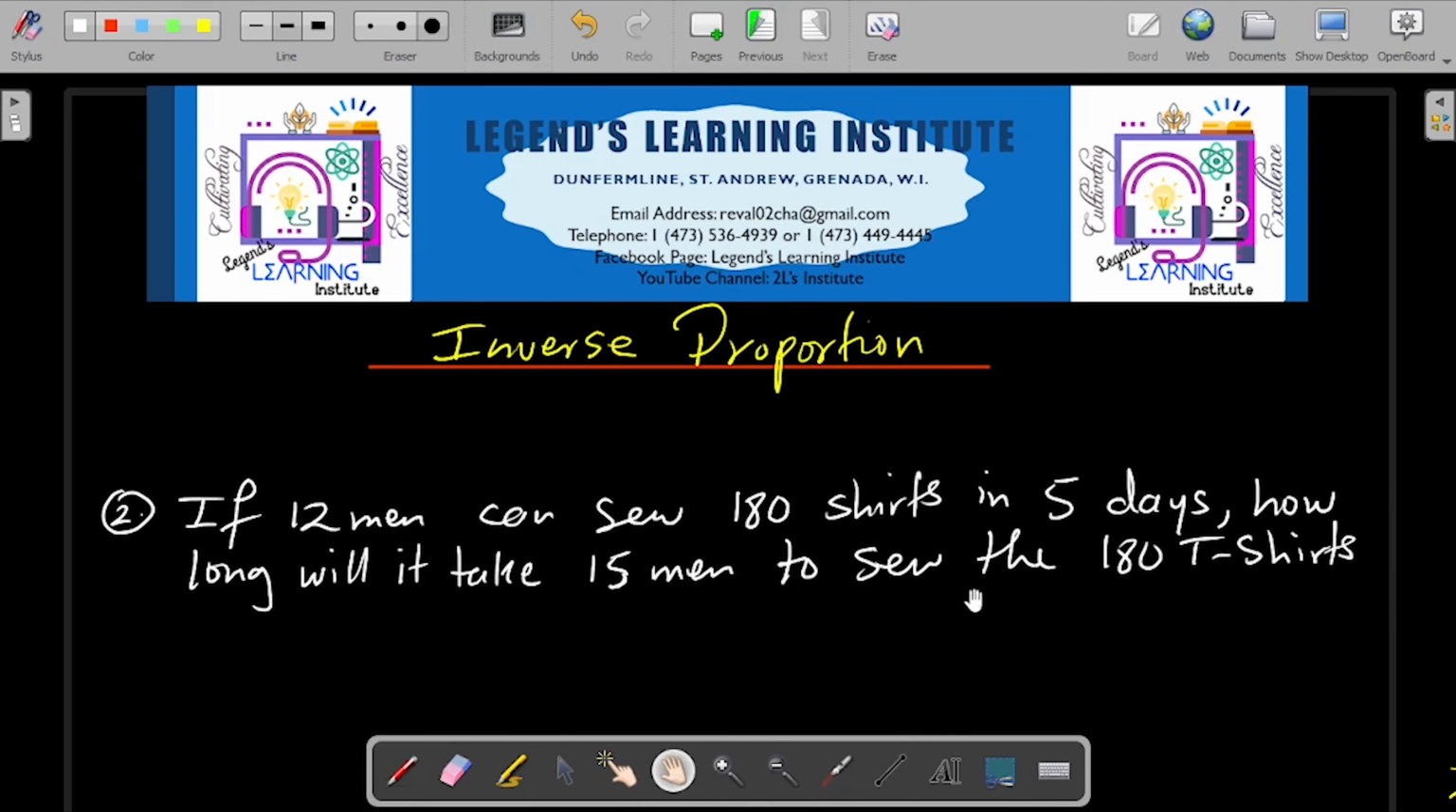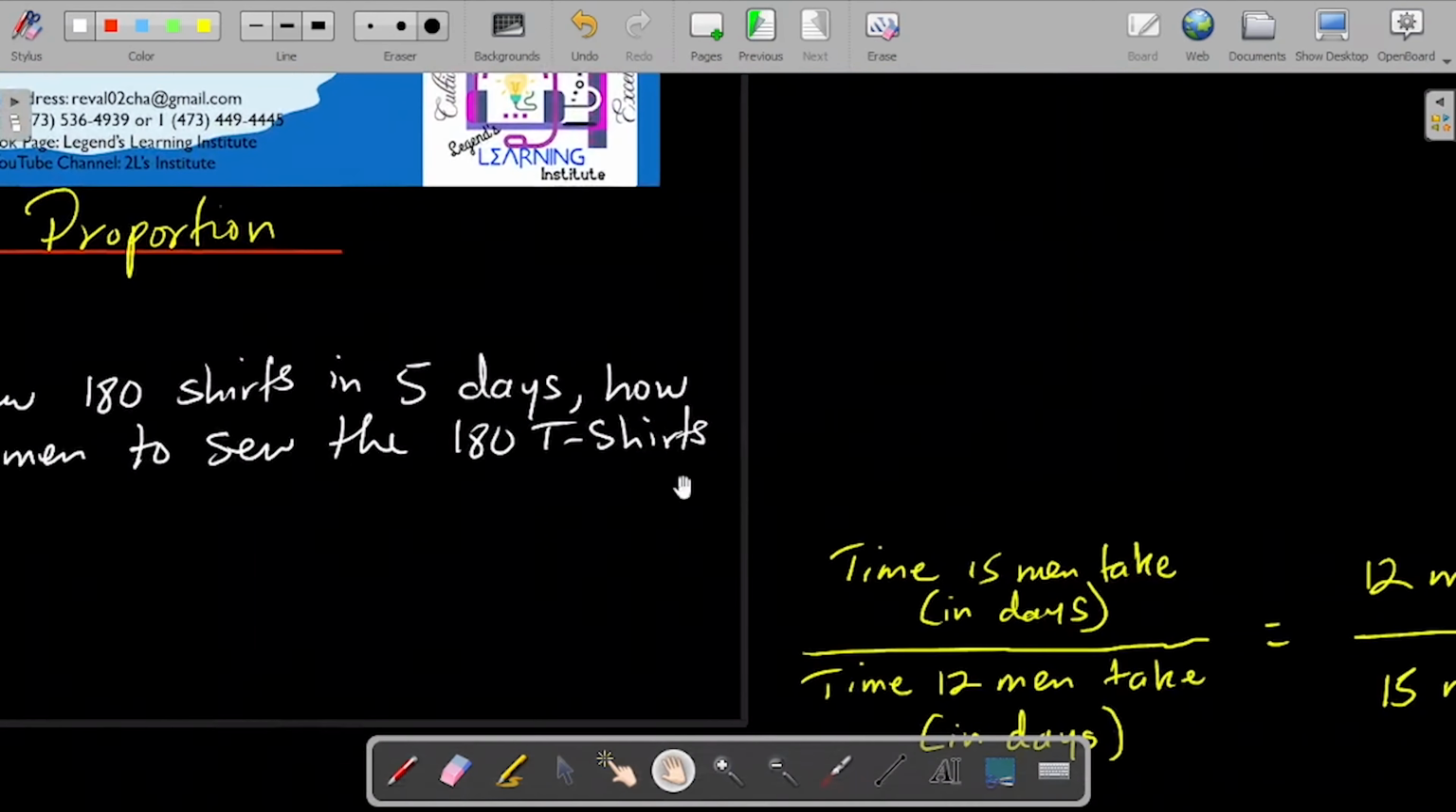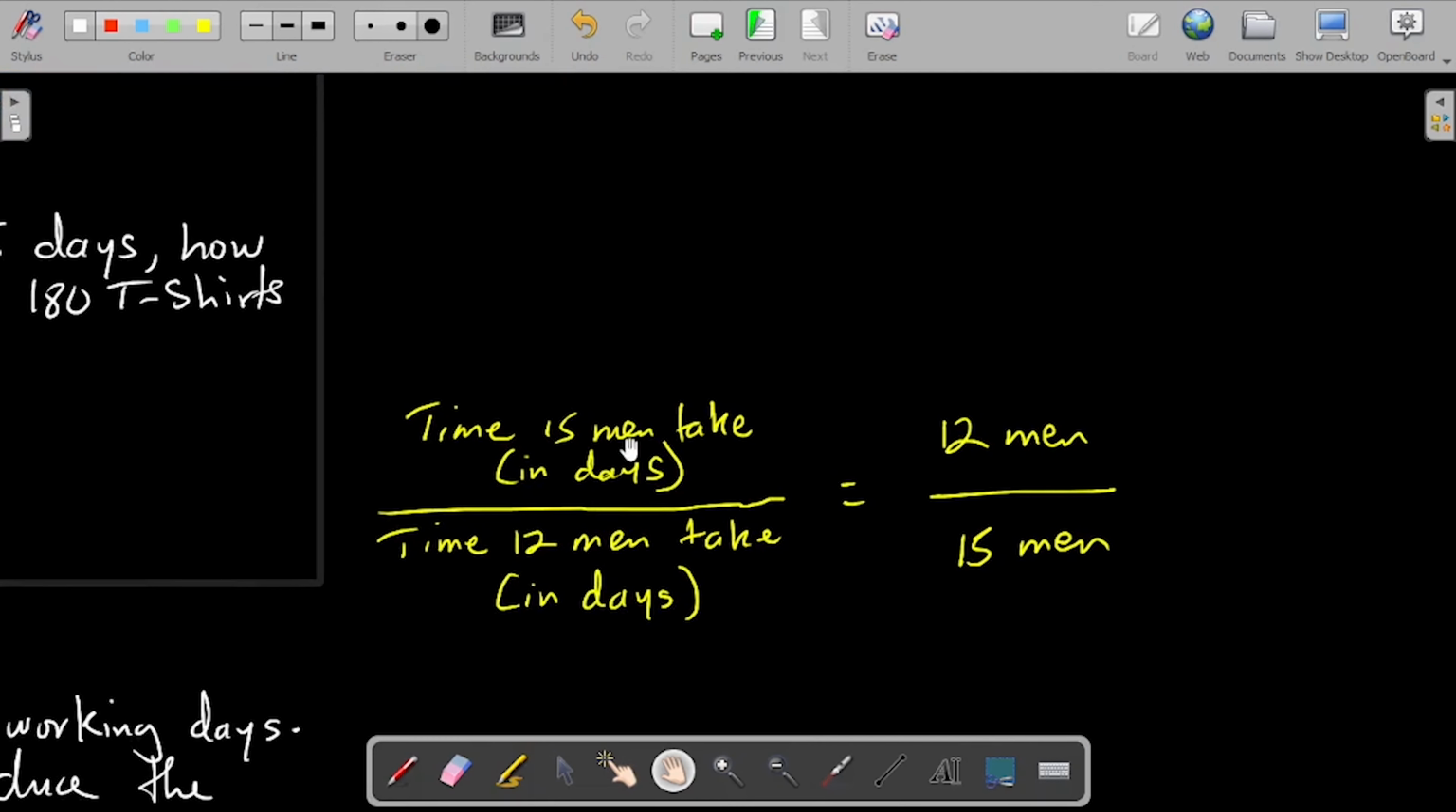So the formula we would use is on the side here. Time taken by 15 men in days divided by time taken by 12 men in days equals 12 men over 15 men. So if the ratio is 15 to 12 here, on the right the ratio has to be 12 to 15 because it's an inverse proportion.